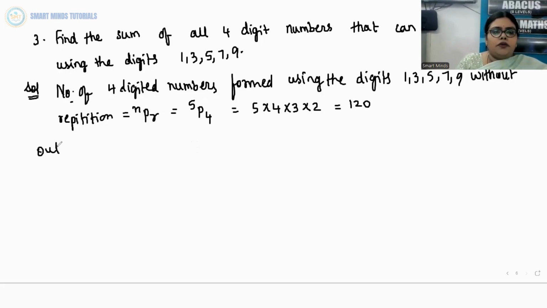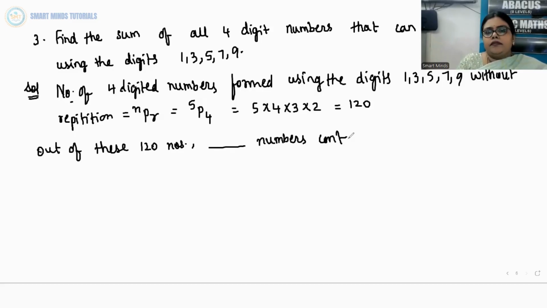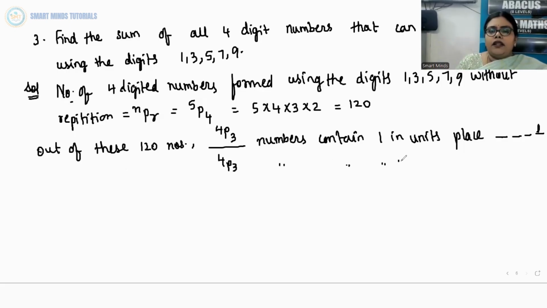Now, out of these 120 numbers, how many numbers contain 1 in units place? So there is a 4-digit number. We want 1 in the units place. So how many such numbers can you get? Now here the digits are 4 and the places are 3. So you can get 4P3 numbers. Now the same way, 4P3 numbers contain 1 in tens place.